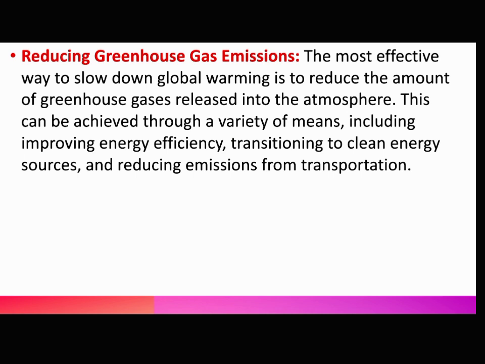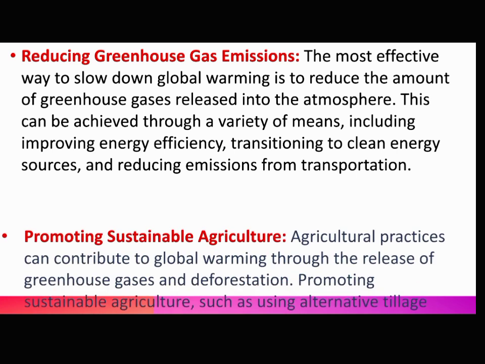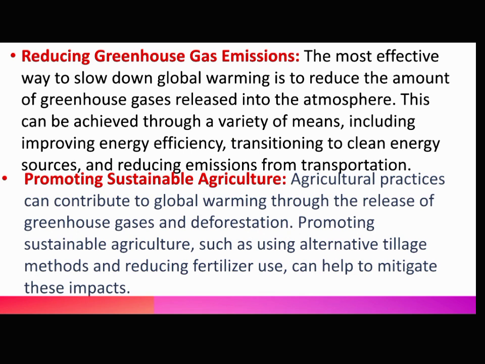The next factor that can also help prevent it is reducing greenhouse gas emissions. The most effective way to slow down global warming is to reduce the amount of greenhouse gases released into the atmosphere. This can be achieved through a variety of means, including improving energy efficiency, transitioning to clean energy sources, and reducing emissions from transportation. So this is the second step to prevent global warming, reducing greenhouse gas emissions, the main cause of global warming.